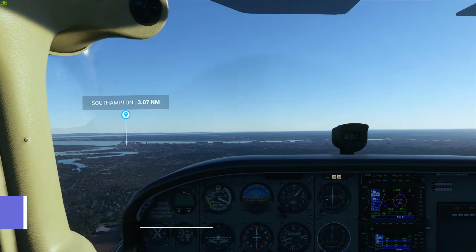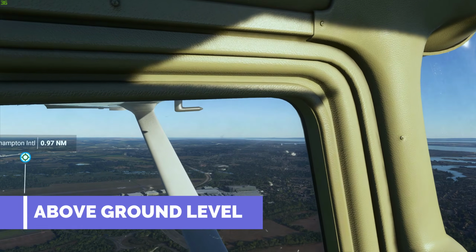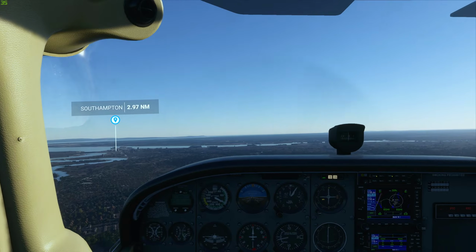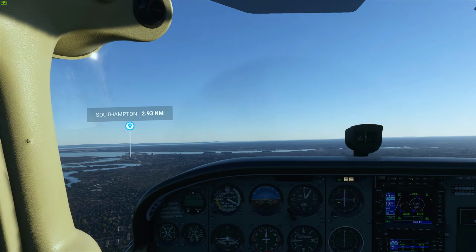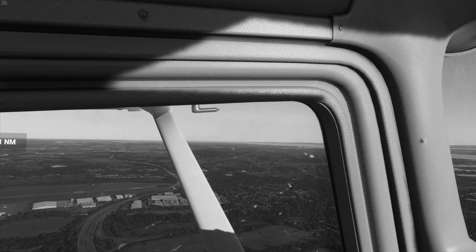Traffic pattern altitude is usually 1000 feet AGL. The downwind leg is flown parallel to the runway at a distance of approximately 1/2 to 1 mile. To maintain correct distance, place the runway centerline at a specific point on the wing leading edge or the strut of a high wing aircraft.